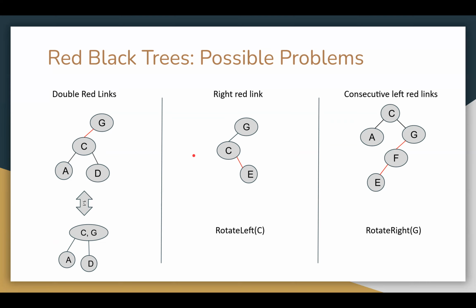For the right red link, it's a little bit more complicated. We have to rotate left on the node that is the parent. So here we have to rotate left on C. A good way to visualize how to rotate nodes is to merge the child into the parent first, and then move the parent to the left of the child, basically. Our goal here is we want to take E, which is the right child of C, and make C the left child of E.